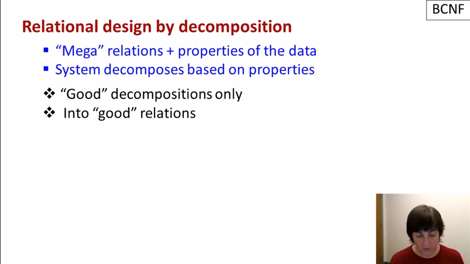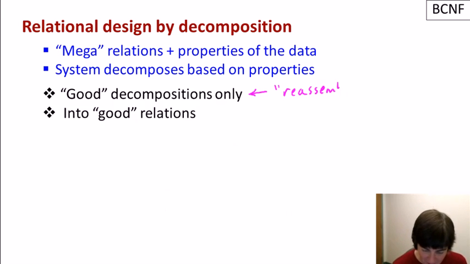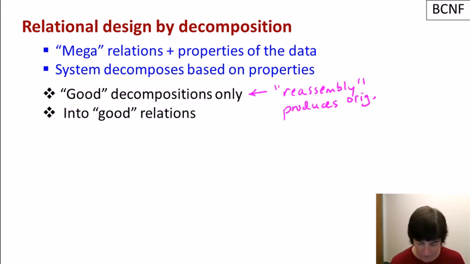So now let's dig a little further into the actual process of decomposition. First of all, we definitely want good decomposition. As we saw, a good decomposition must capture all of the attributes, of course. But the more important property is that this reassembly by the join produces the original relation. And sometimes that's called, by the way, a lossless join property.